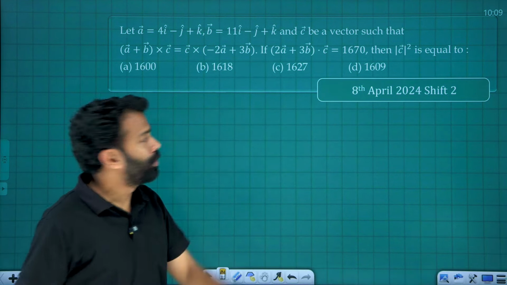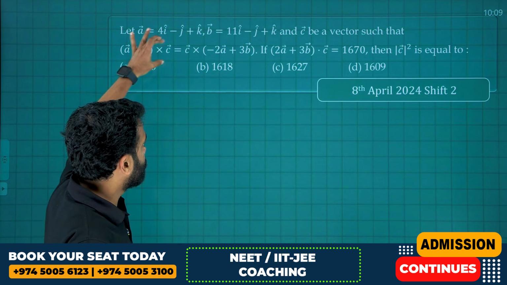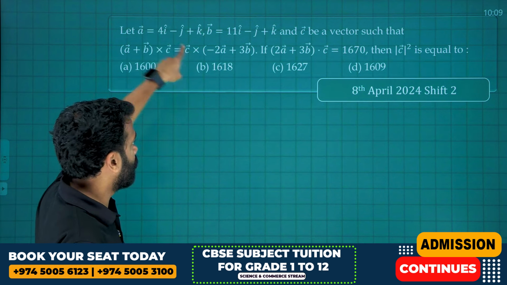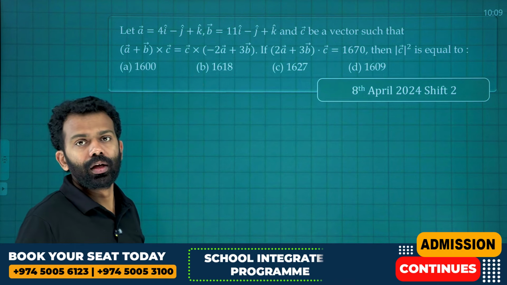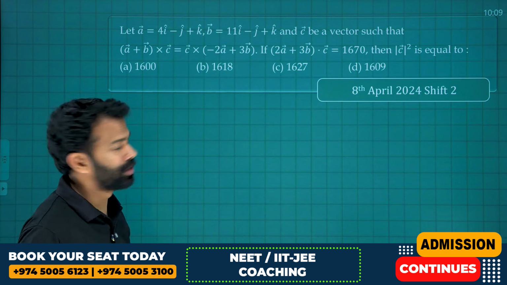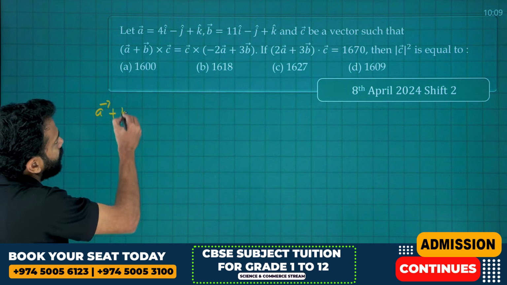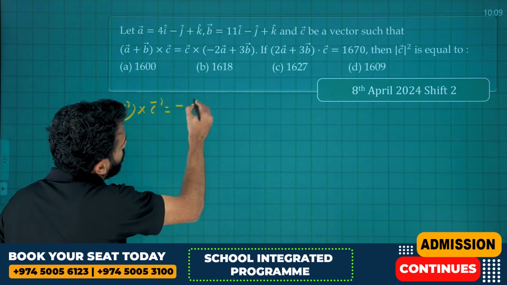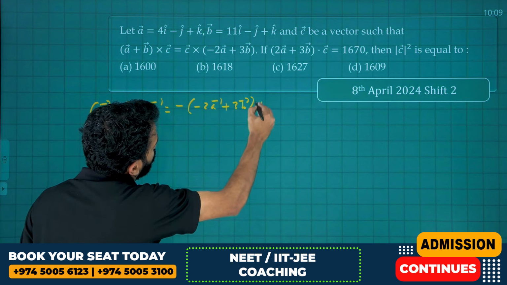So, as I told you before doing this question, we need to align the vectors. See, vector C is common in the LHS and RHS, but it is not aligned. Here vector C is the second vector, here vector C is the first vector. So, in order to convert this to the second vector, using properties of cross product, we need to interchange the first and second vectors. Therefore, it will be (A + B) × C is equal to negative of (−2A + 3B) × C.